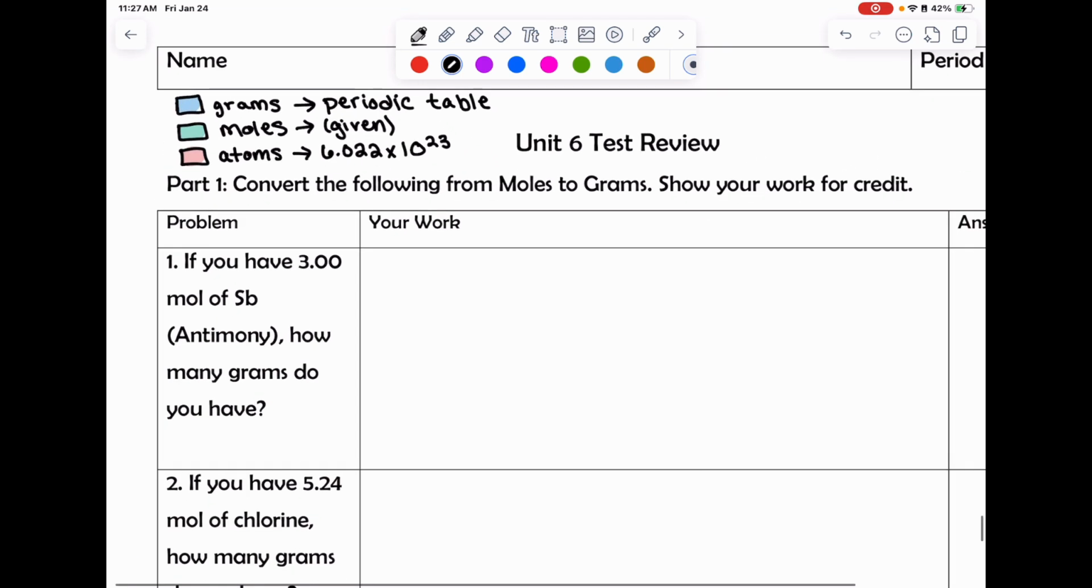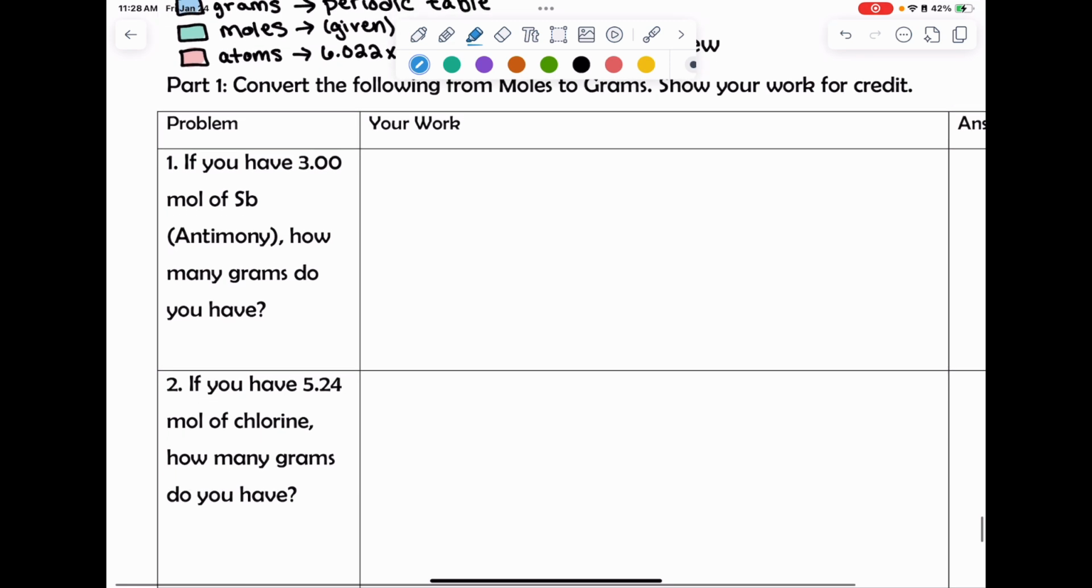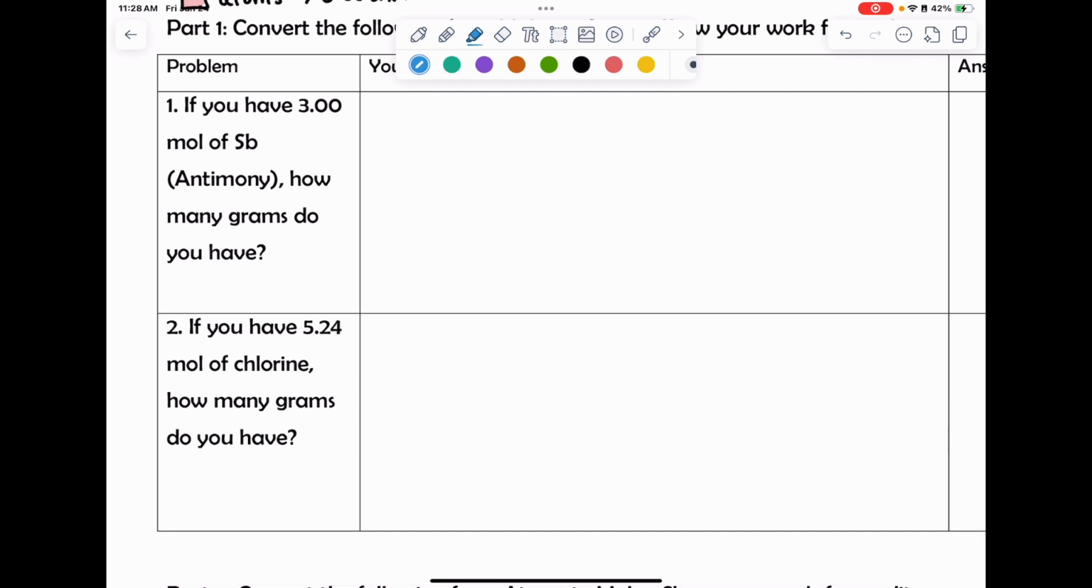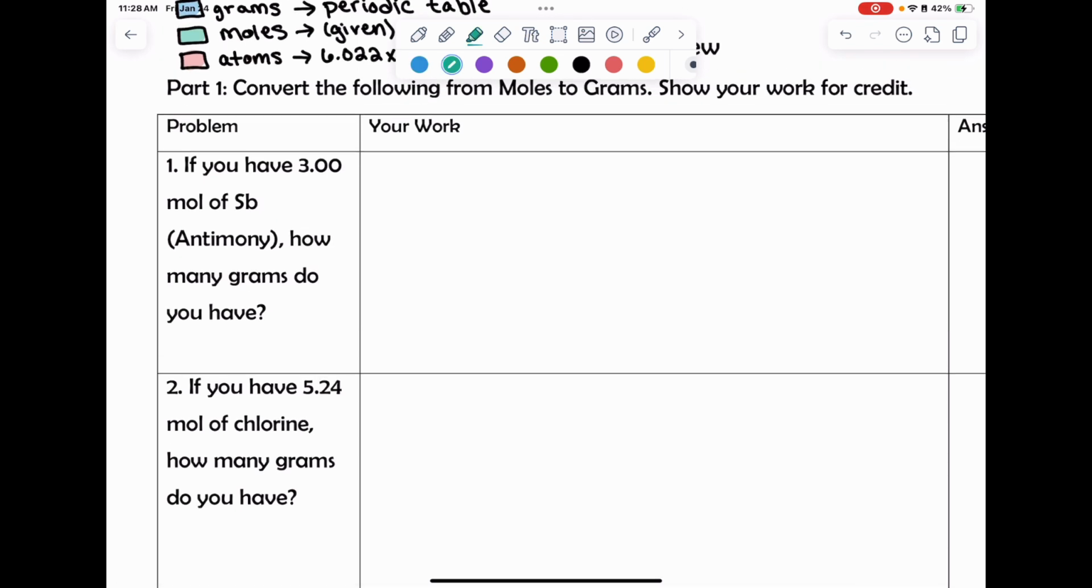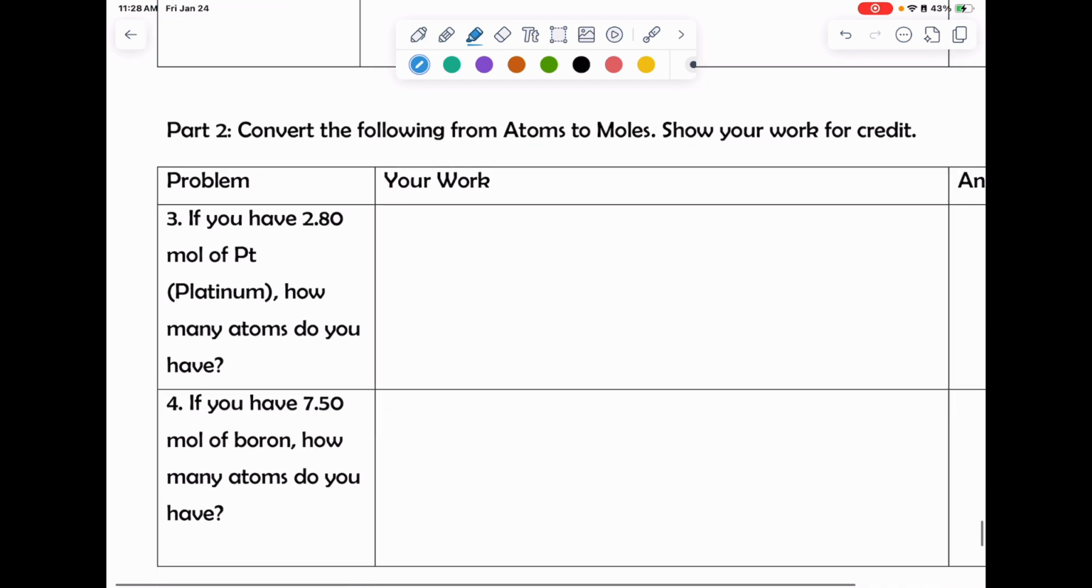All right, so using that key, I'm going to highlight this entire thing before we even get started. Anything that has grams in it, I'm going to go in with blue. So for number 1, it says if you have 3.0 moles, keyword moles, I'm going to put in green. How many grams do you have? So we're looking for grams there, I'm going to highlight it blue. Next problem. If you have 5.24 moles in green, how many grams do you have? Blue. I'm going to go through every single one of these before we even get started.